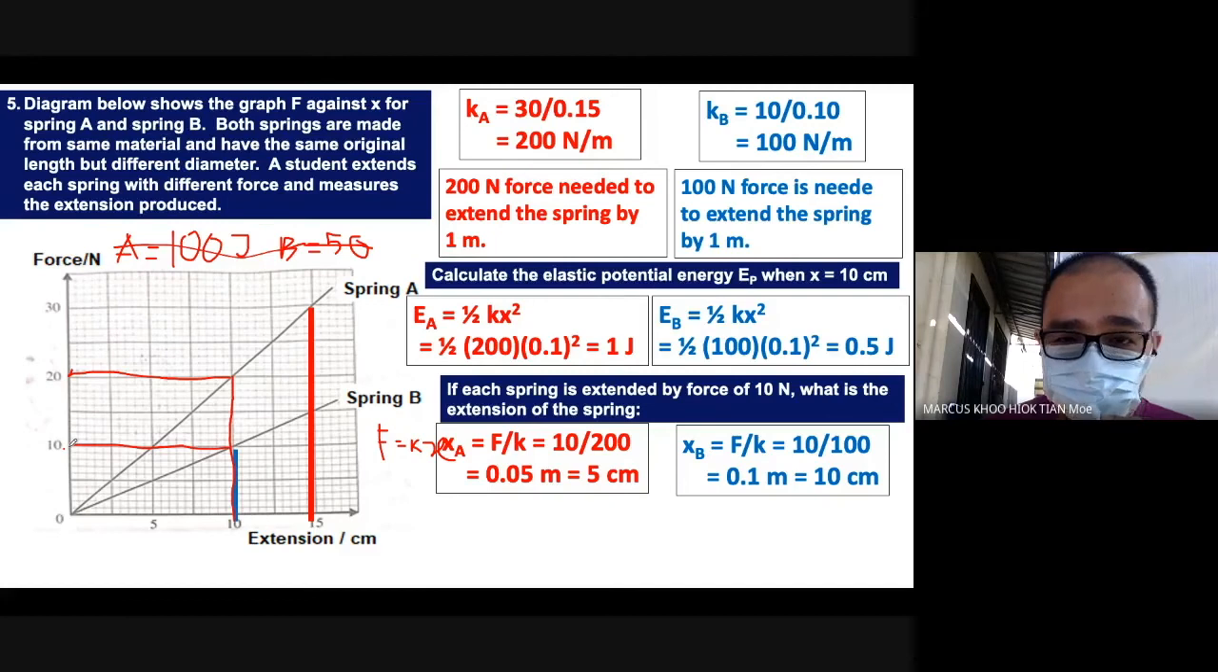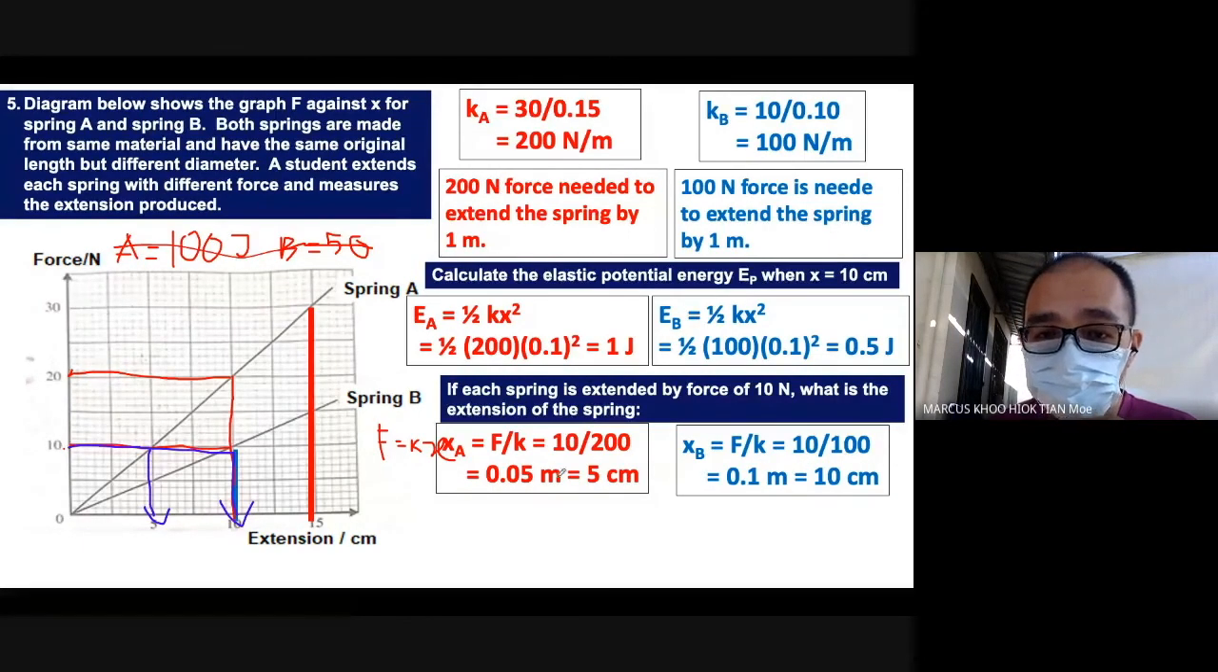The force is 10 newtons. So at 10 newtons, you see that it's 5 centimeters for spring A. Whereas for spring B, at 10 newtons, sorry, it is 10 centimeters or 0.1 meters. So take a look at this, people. The same force, but the extension is different. Spring A, the extension is only 5 cm, whereas spring B, the extension is 10 cm.